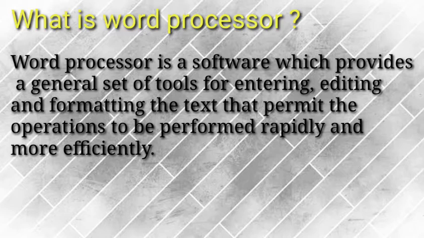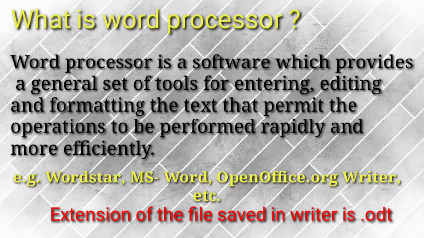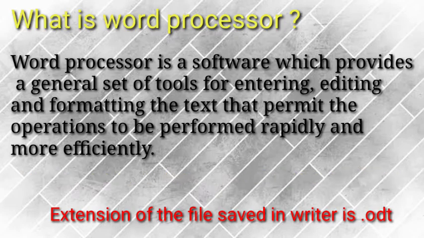more rapidly and efficiently. Few examples of word processor softwares are WordStar, MS Word, OpenOffice.org, Writer. So we will be studying the Writer here. We have already studied. So the extension of the file saved in Writer is .odt.